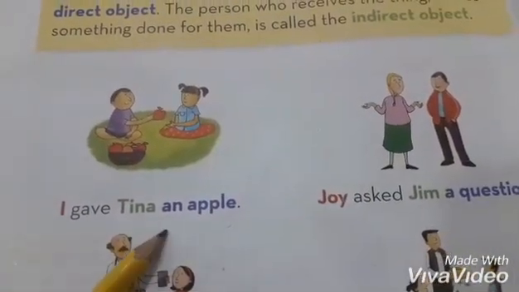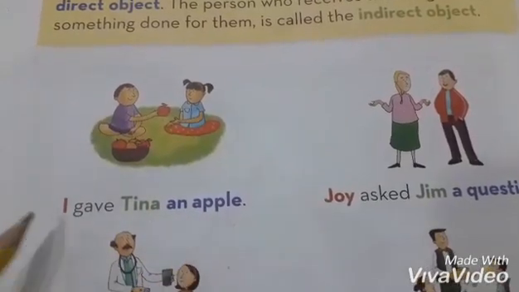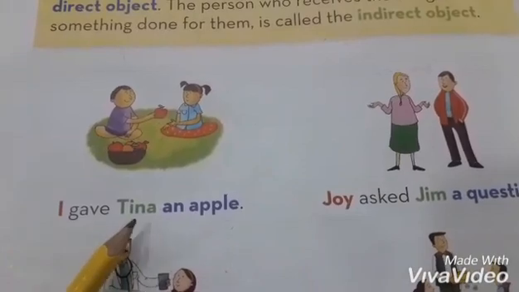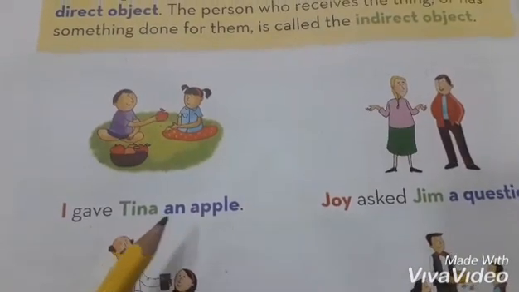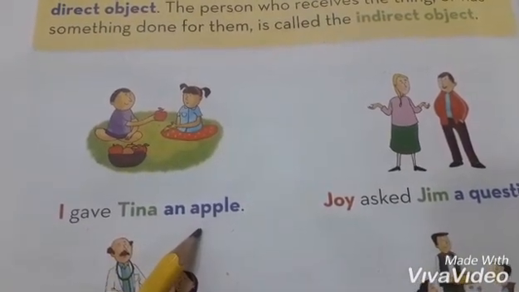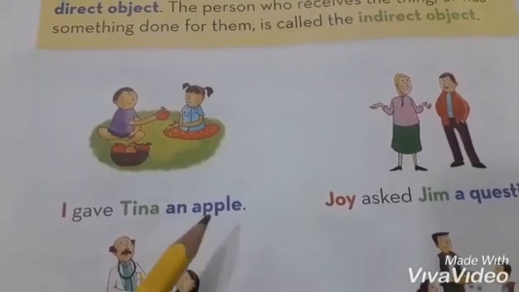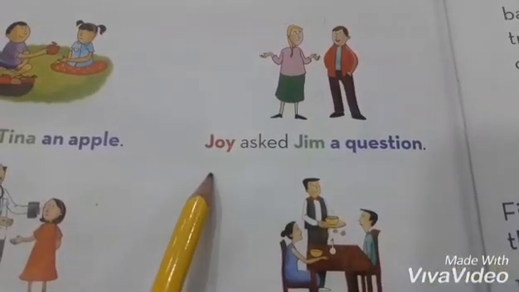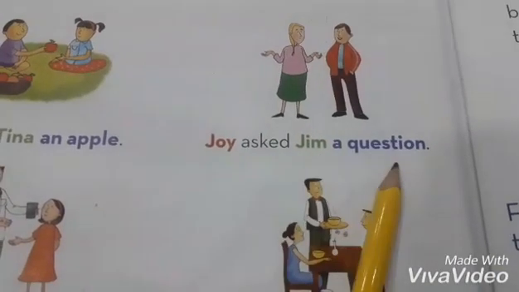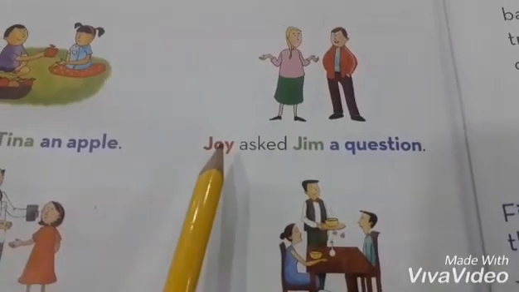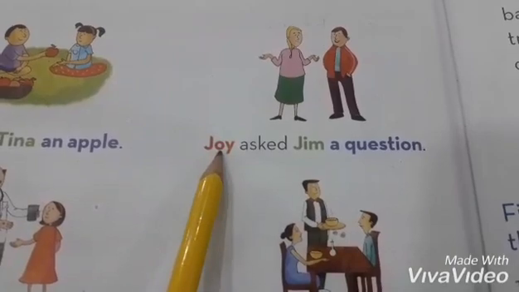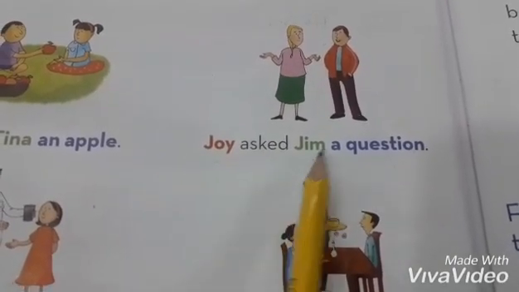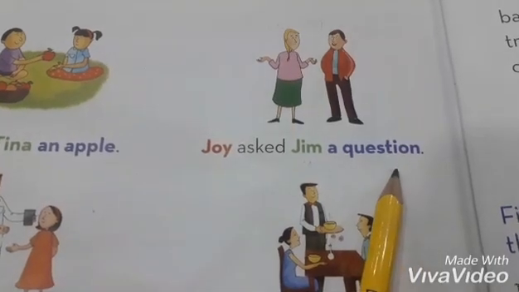I gave Tina an apple. I is the subject. Tina is the indirect object and an apple is the direct object, or the receiver of the action. Joy asked Jim a question. Joy is asking a question, so Joy is the subject. Jim is the indirect object and the question is the direct object.